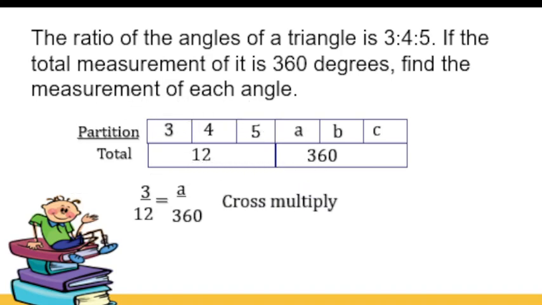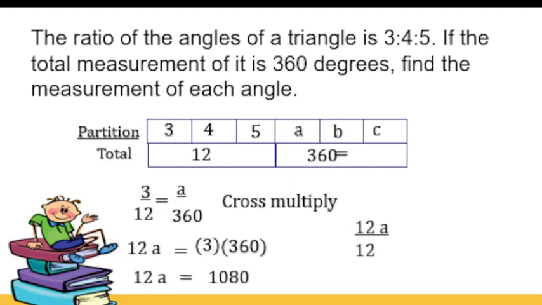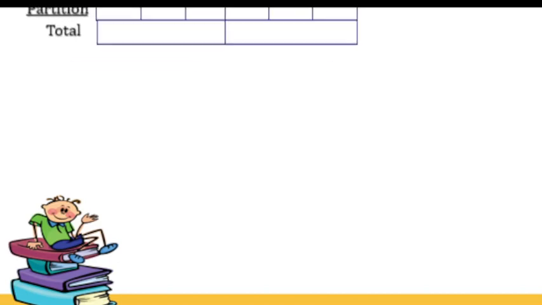So 12A is equal to 360 times 3, which is 1080. Divide 1080 by 12. So the result is 90 degrees. Therefore, the first angle of the triangle is 90 degrees. Okay, next, let's try to find the angles B and C.